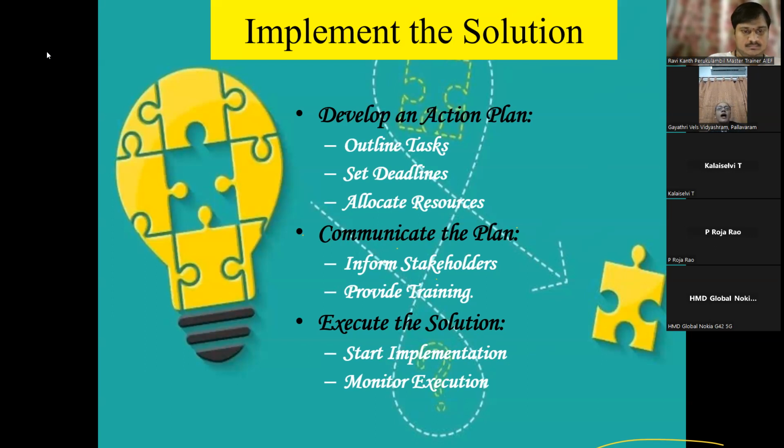So we need to keep a timeline for each small task and for the overall implementation. And then we have allocate resources. That is, we must ensure that the resources are available and allocated, for example tools, budget, and team members to carry out the task. So all these things come under developing an action plan. Am I clear?